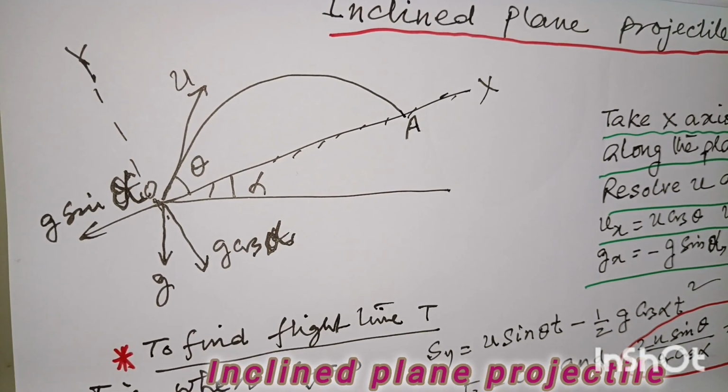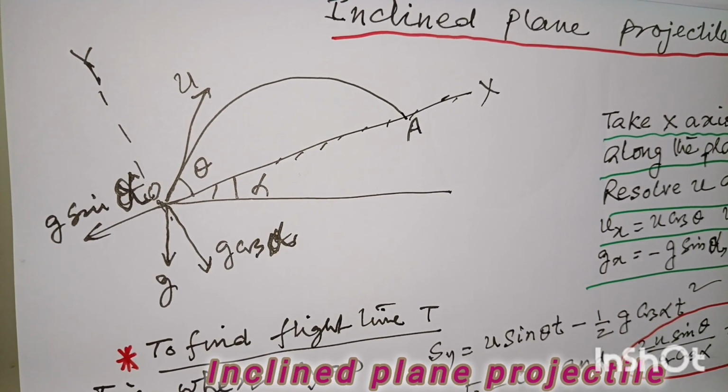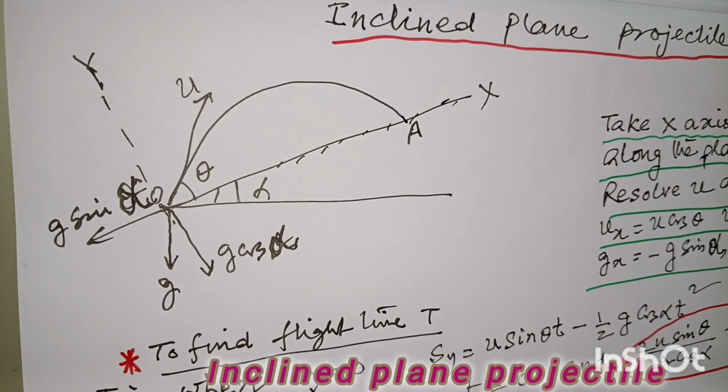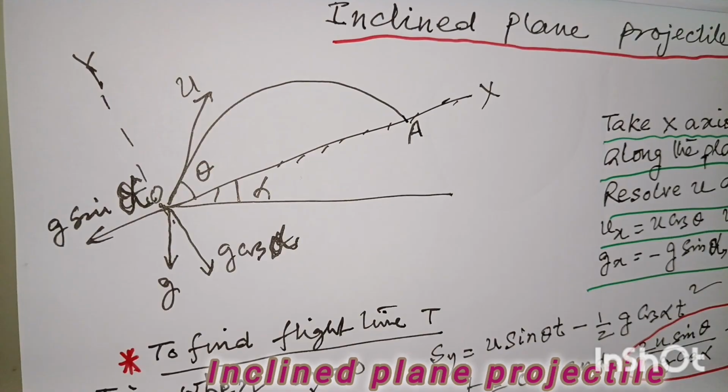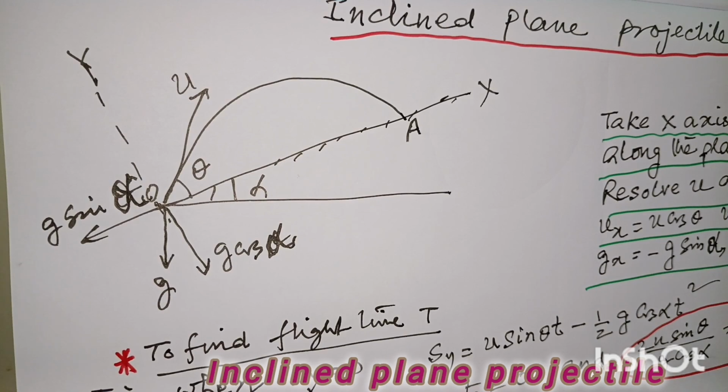And since g is vertically downwards, we have to resolve g also, one along the plane and another perpendicular to the plane. So the component of g along the plane will be g sin alpha and the component that is perpendicular to the plane will be g cos alpha. So now we have broken this u and g along x-axis and y-axis.